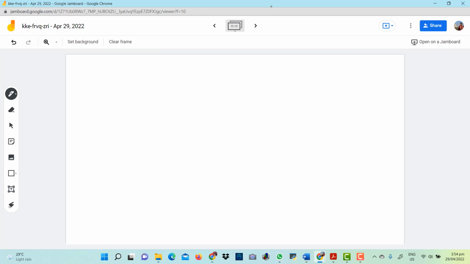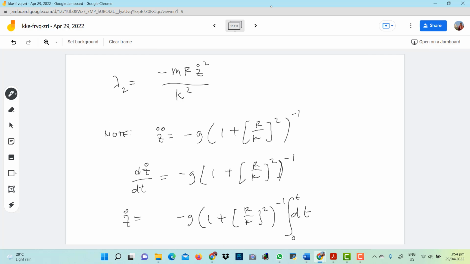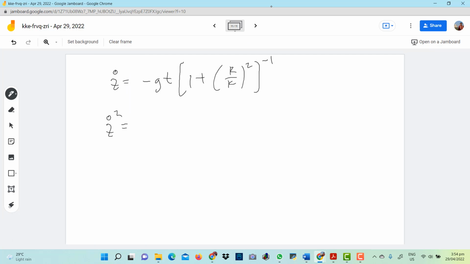So therefore, the z dot is just equal to minus gt times 1 plus r over k squared raised to the power of negative 1, times t. And if you do the z dot square, because take note lambda 2 is a function of z dot square, not z dot only. So the z dot square is equal to g squared t squared times 1 plus r over k squared raised to the power of negative 2.